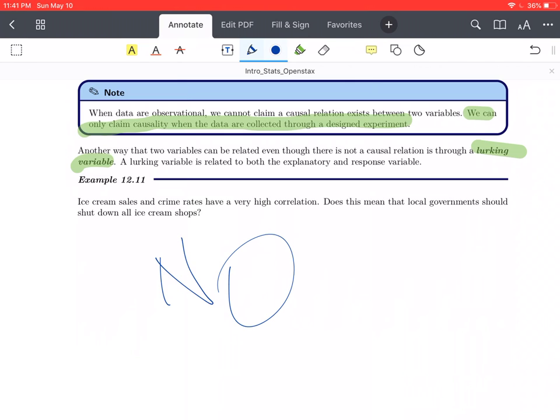So that's it for section 12.3. When we come back in 12.4, we're going to start looking at a type of hypothesis test that we can do to look at significance of linear relationships. So we'll be back with that in just a little bit.